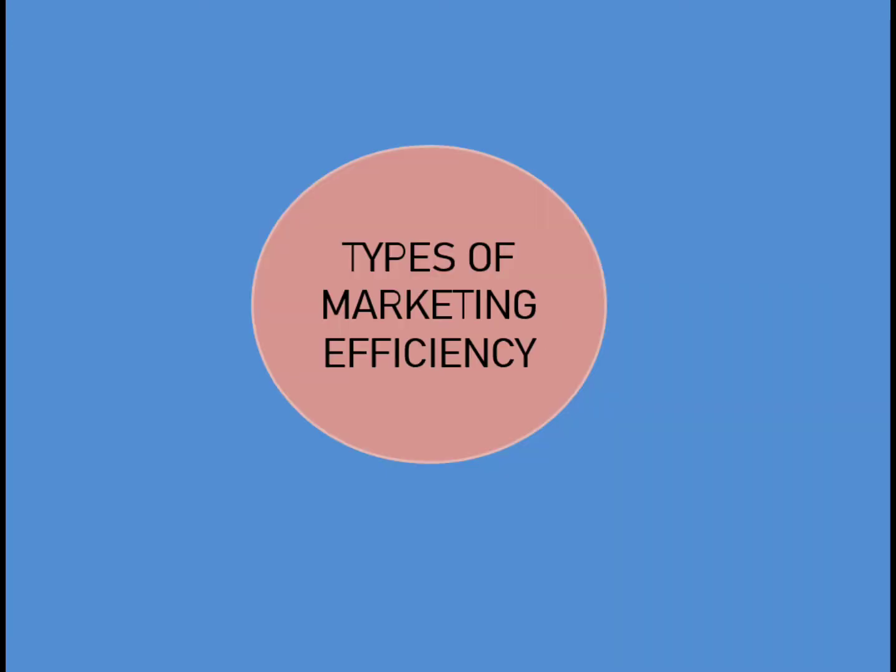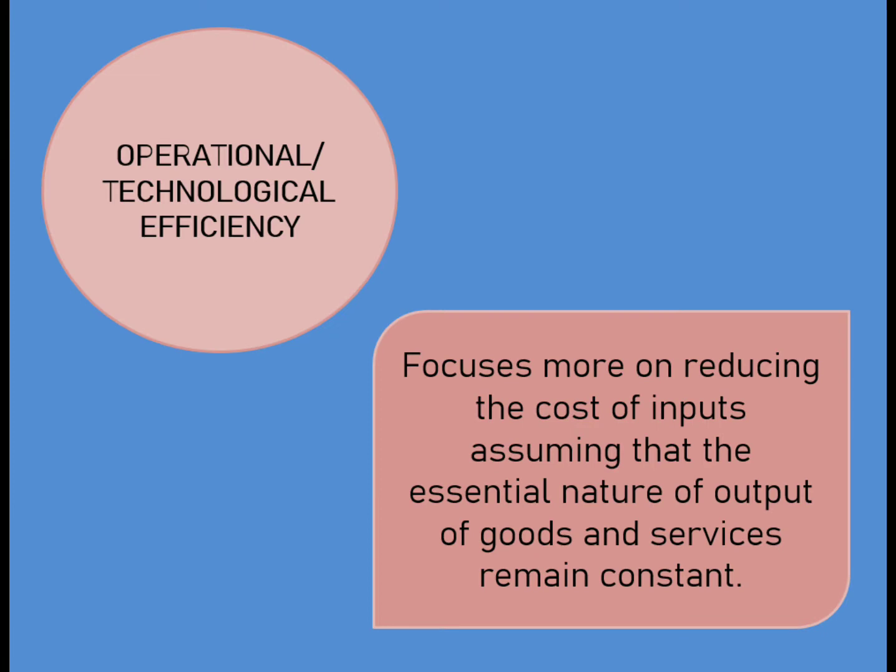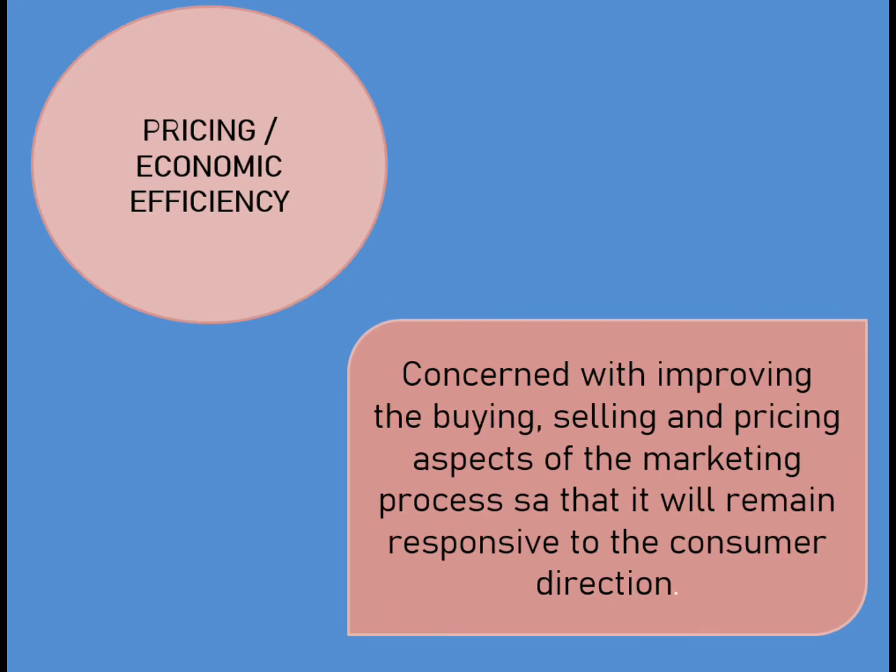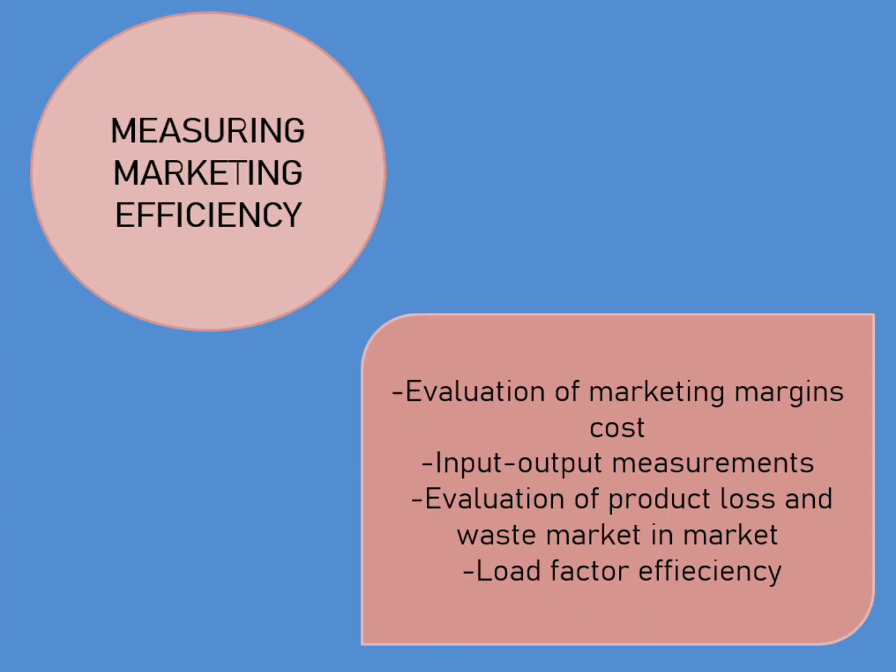Types of marketing efficiency. Operational or technological efficiency focuses more on reducing the cost of inputs, assuming that the essential nature of output of goods and services remains constant. Pricing or economic efficiency, concerned with improving the buying, selling, and pricing aspect of the marketing process, so that it will remain responsive to the consumer direction.